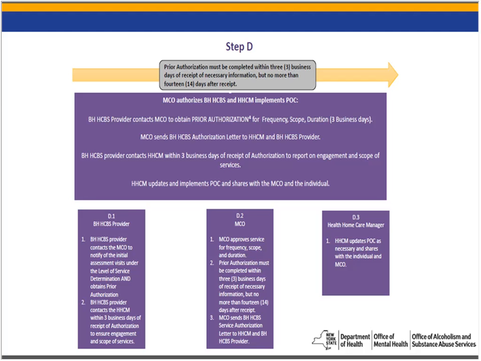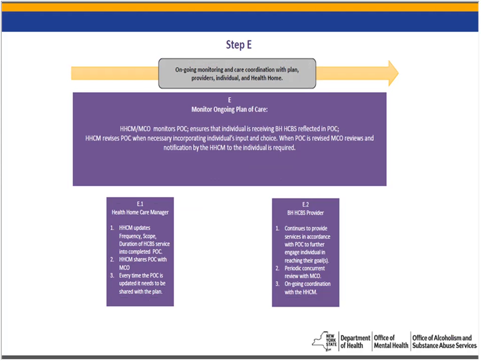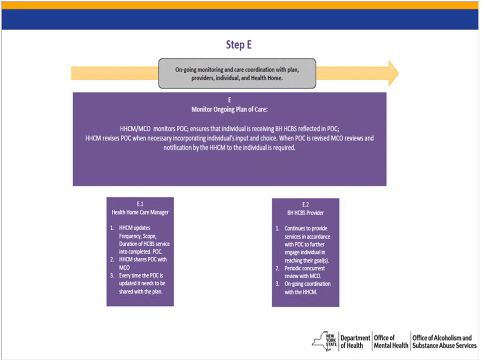And then if you go to step E, next slide, this is where the ongoing monitoring of the care and the care coordination with the plan of care really takes off. So it's at this point that anytime the plan of care is updated, the health home knows if there's any sort of life-changing event, the plan of care needs to be updated and needs to be reflective of whatever new services may be needed as a result of the life-changing situation.